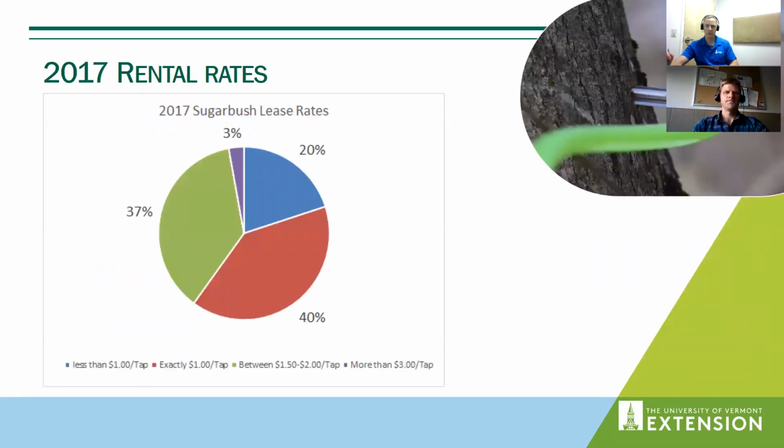So now I think we'll get into some rates from some old data and from the survey. Yeah, so this is some data that we got from a variety of sources, including ag lenders, some of the county foresters in Vermont, and some private consulting foresters who deal with lease rates. It's a little old, it's from 2017, but clearly people are spending $1 a tap for the most part. There are some instances where it's less than that, but $1 a tap is pretty much the going average.